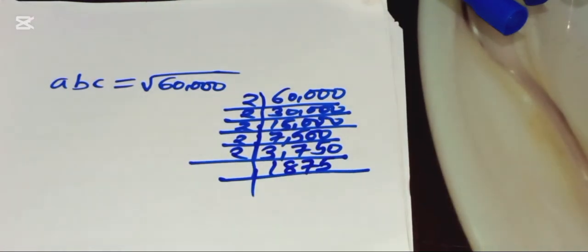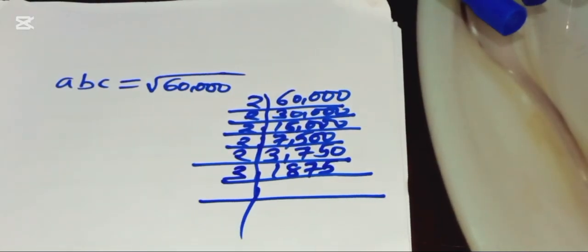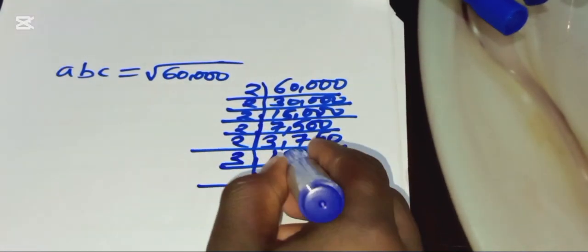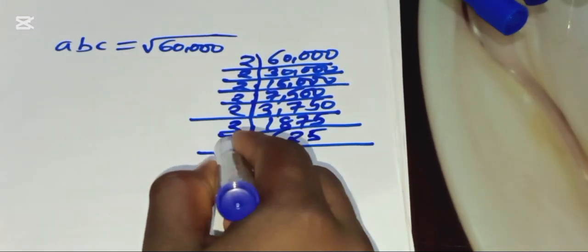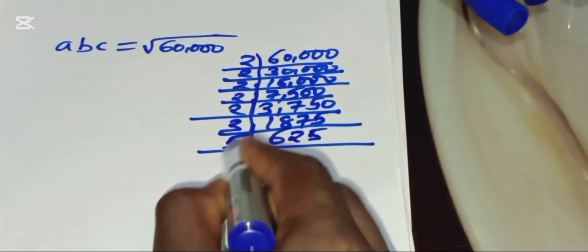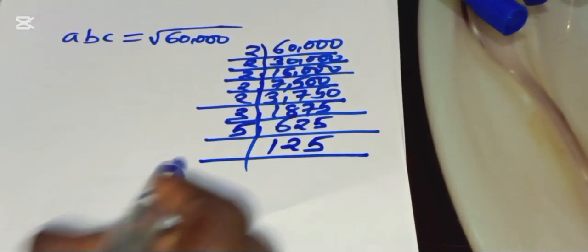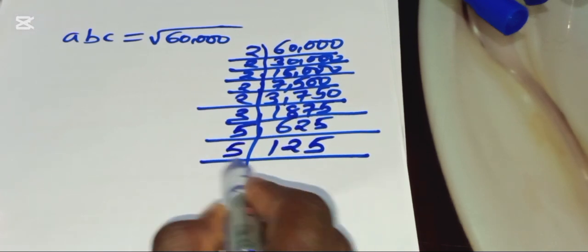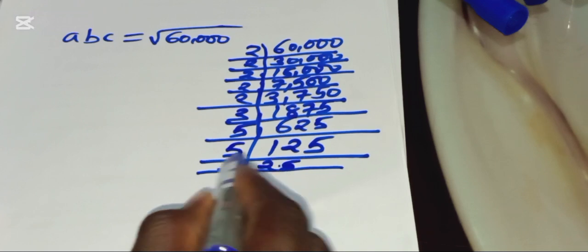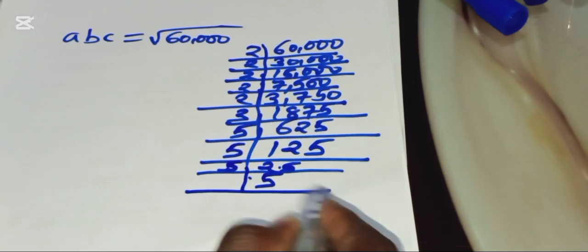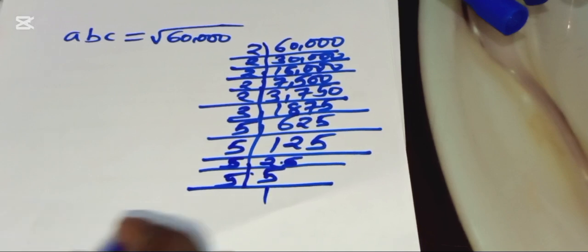All right. And then from there, we divide by 3. So 1875 divided by 3, this is equal to 625. Okay, so this we divide by 5. So 625 divided by 5, this is the same thing as 125. All right, and then from here, 125 divided by 5, this is equal to 25. So again, 25 divided by 5, this is equal to 5. And then 5 divided by 5 is 1.